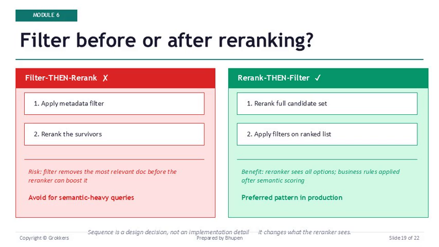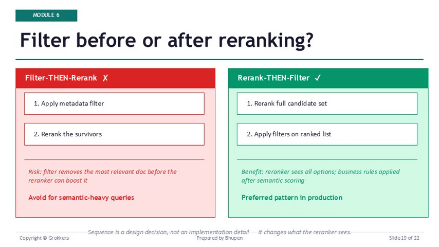The re-ranker sees every candidate and scores them all on semantic relevance. Then you apply your business rules on the ranked list. The critical difference? The re-ranker had access to the full picture. No candidate was prematurely eliminated. Think of it like judging a cooking competition. Option A is eliminating contestants based on their resume before they cook. Option B is letting everyone cook, tasting all the dishes, and then checking qualifications. You get much better results when the judge sees all the options first.